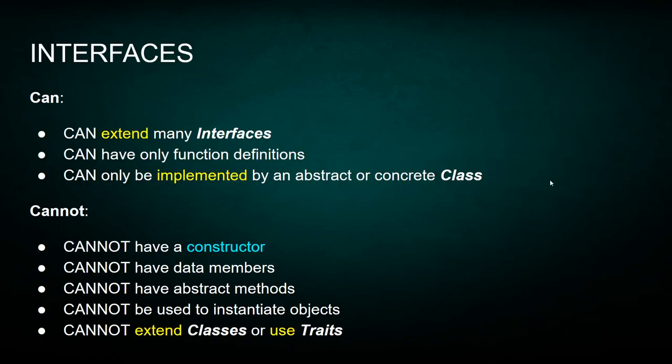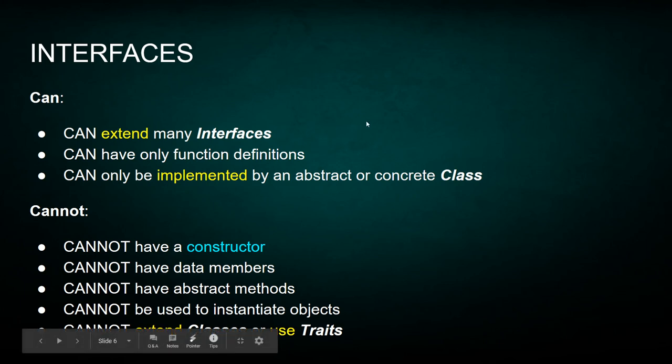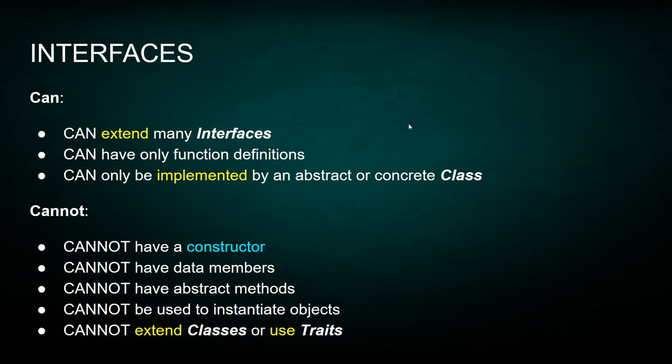So here again, the list of interfaces, what you can or cannot do with it. Interfaces can extend many other interfaces only. It cannot have any abstract methods. It cannot have a constructor. As you can see, the list of cannot is actually more than the can list here. Okay, so let's take a look at how they're related in a class and interface in PHP.